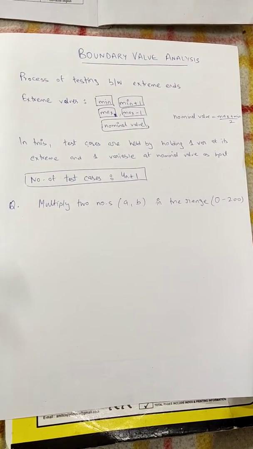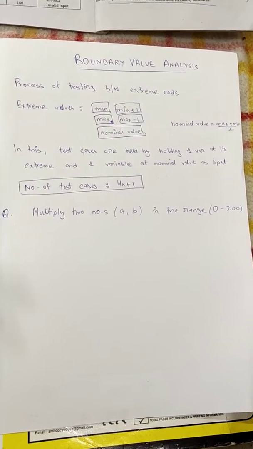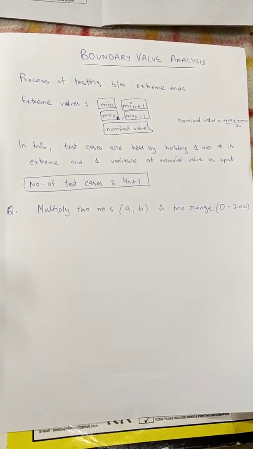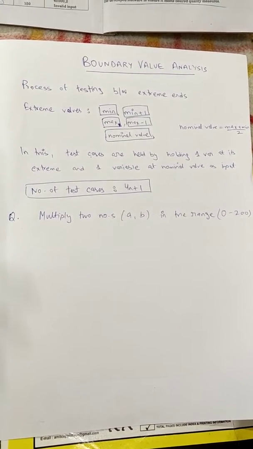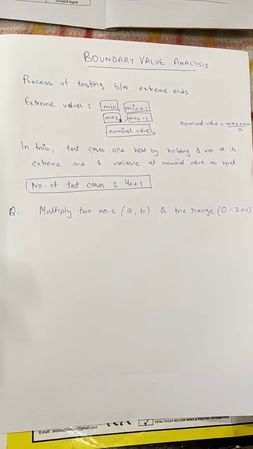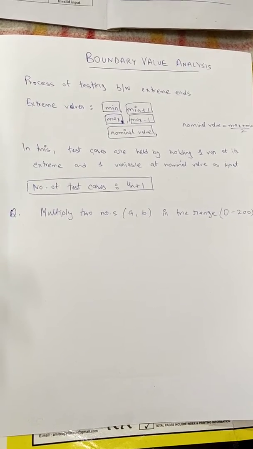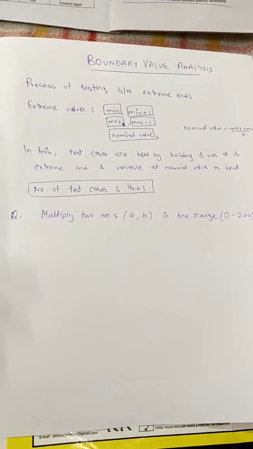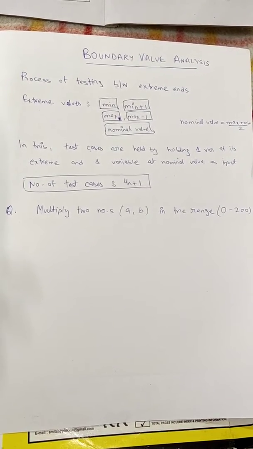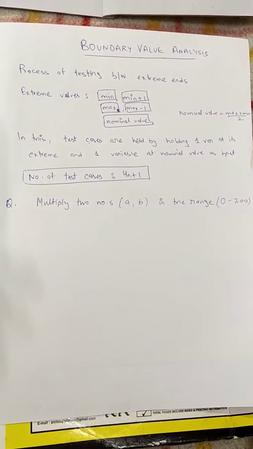First one is the minimum, minimum plus 1, maximum minus 1, and a nominal value. Nominal value is just the maximum plus minimum by 2, that is the middle value. So what we do in boundary value is test cases are held by holding one variable at the nominal position and the other variable at the extreme position. We will understand better this by considering an example. The one point to be noted is that the number of test cases in boundary value is 4n plus 1.